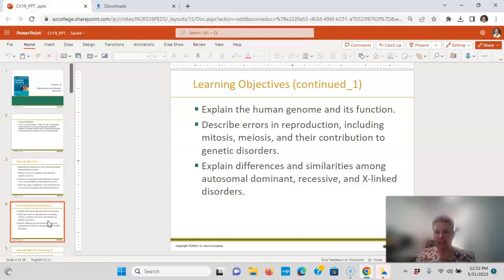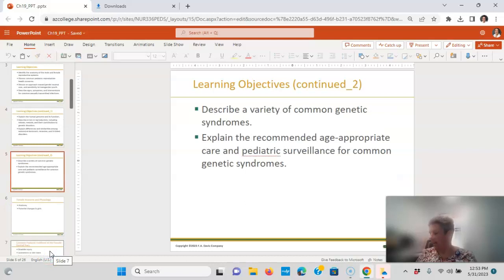If you didn't understand it then, you probably should understand it, because a lot of our dominant, recessive, and X-linked disorders come from that. So in understanding how the beginning of life occurs, you can better understand how the dysfunctions of that occur. So describing errors in reproduction, including mitosis, meiosis, and their contribution to genetic disorders. Explaining the difference and similarities among autosomal dominant, recessive, and X-linked disorders. So let's get started with that.